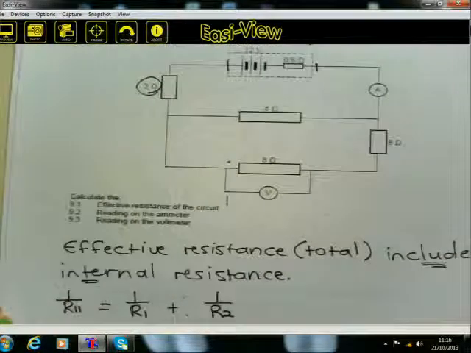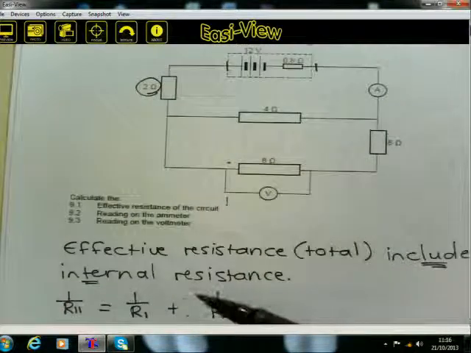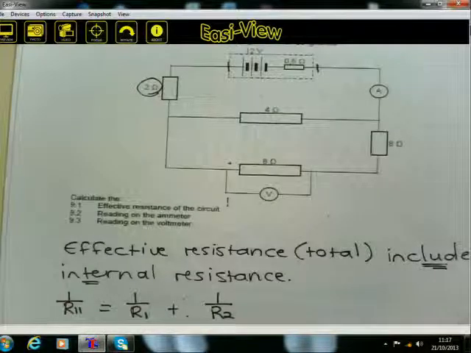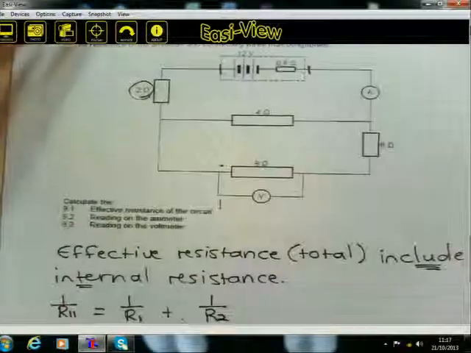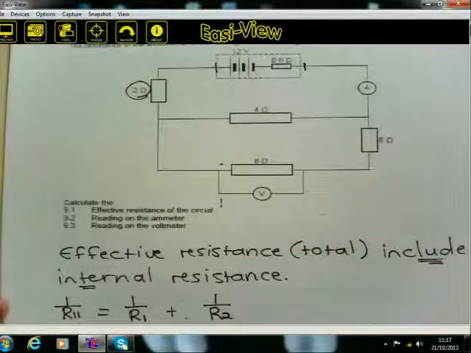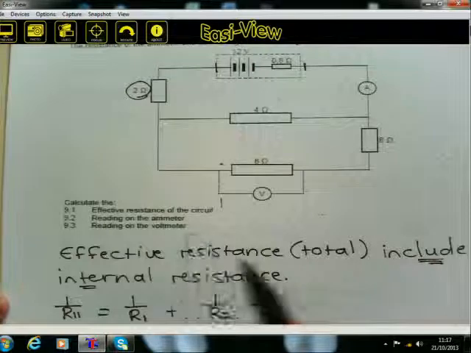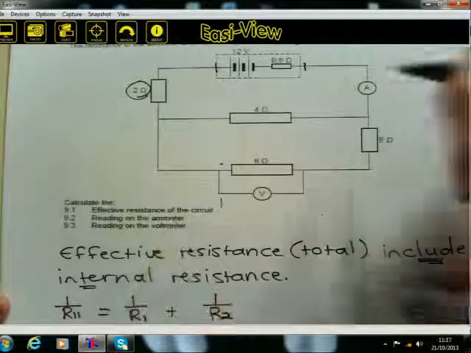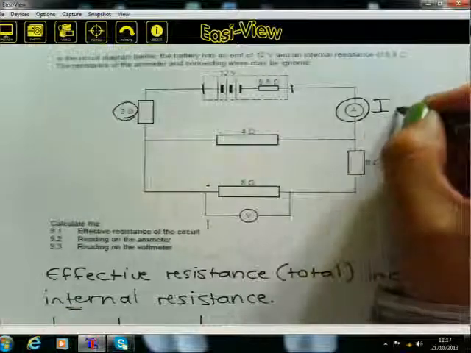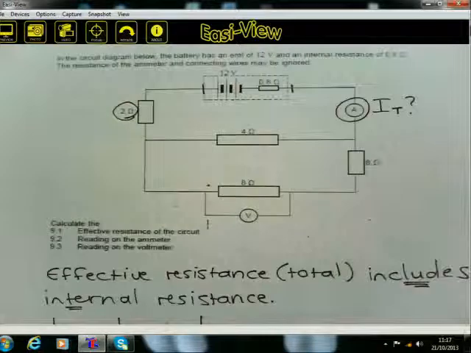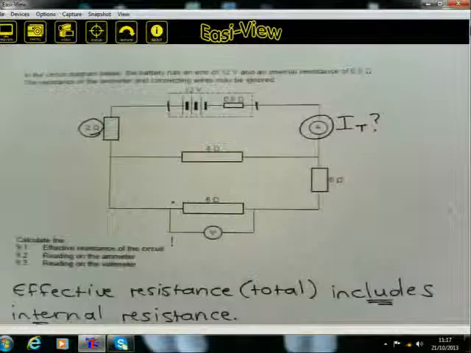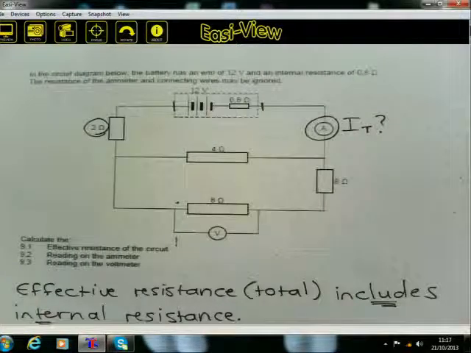I am going to give you 5 minutes to do number 9.2. I'm going to give you 5 minutes. It should be more than enough. If you want to work in groups, you're more than welcome. Don't confuse each other, but let's try this one on our own. The question is, what is the reading on the ammeter? Now, there it is. There is the ammeter. So, we are trying to calculate I total. I'm going to give you 5 minutes. I'm going to leave this just like that. Calculate I total.